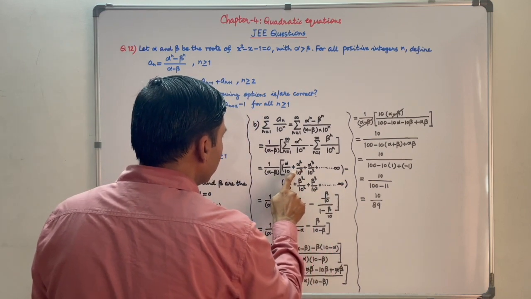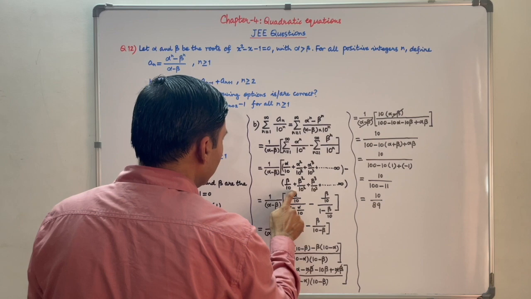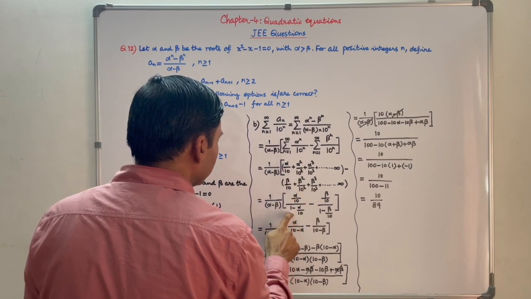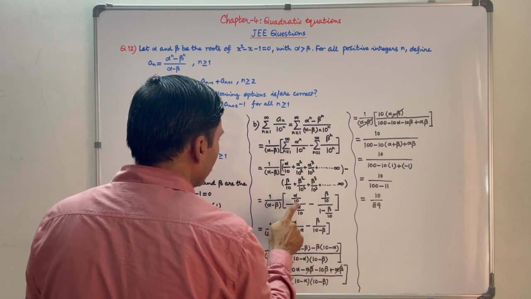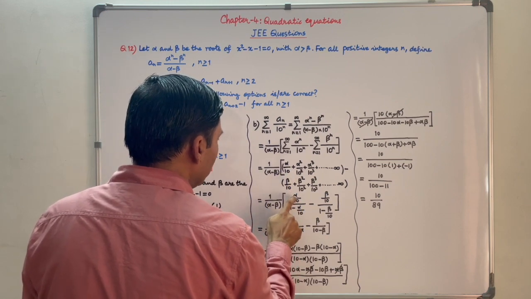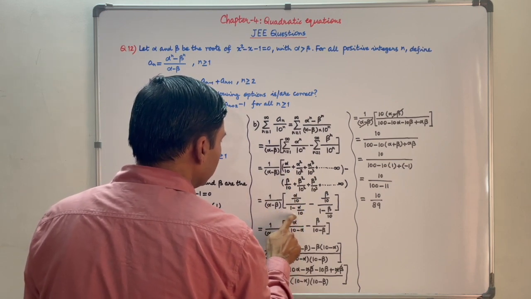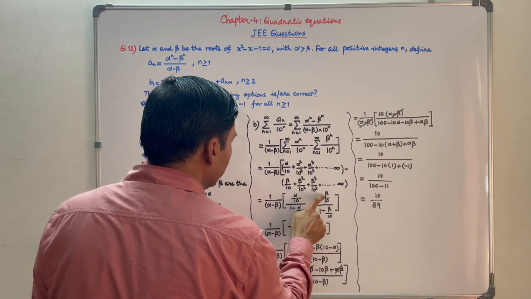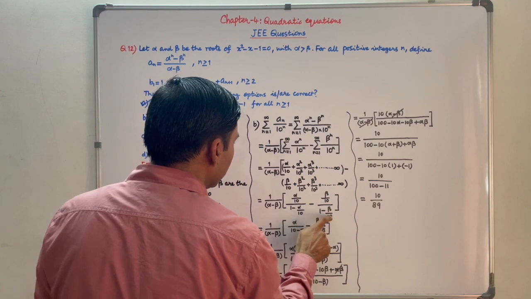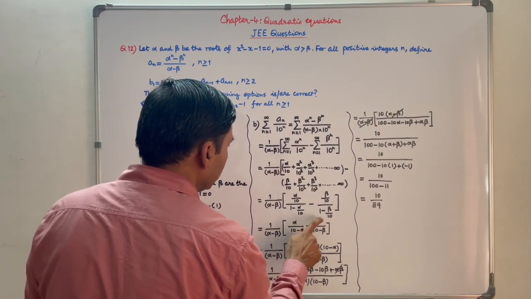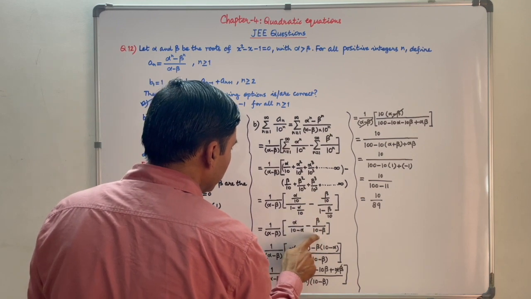This is an infinite GP series and this is also an infinite GP series. The sum of an infinite GP series is given by the formula a upon 1 minus r, where a is the first term and r is the common ratio. So the sum of this infinite series will be equal to (alpha by 10) upon (1 minus alpha by 10). And the sum of this infinite series will be given by (beta by 10) upon (1 minus beta by 10). This is simplified as alpha upon 10 minus alpha, and this is simplified as beta upon 10 minus beta.